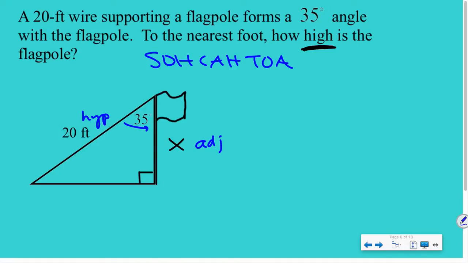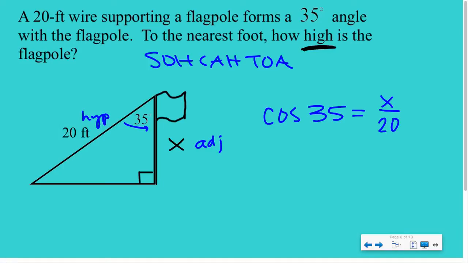Cosine. No, the one that starts with a C. So we're going to say the cosine of our angle measure, 35 degrees, equals the adjacent, because A comes first, over the hypotenuse, 20. Now this should look really similar to yesterday, only instead of tangent we have cosine.